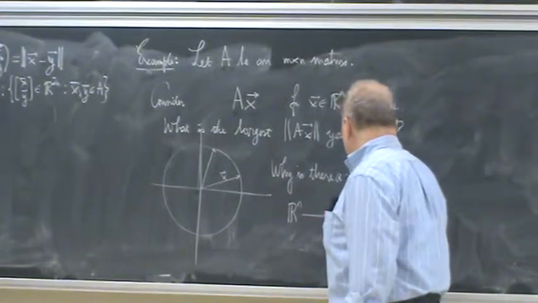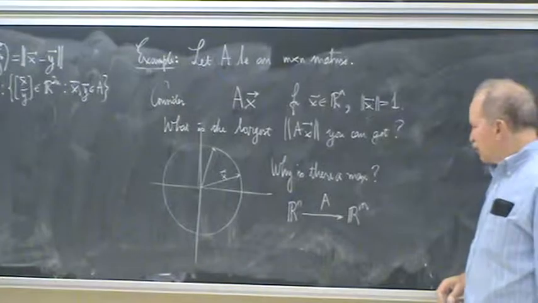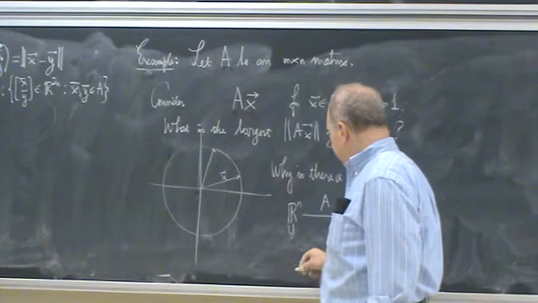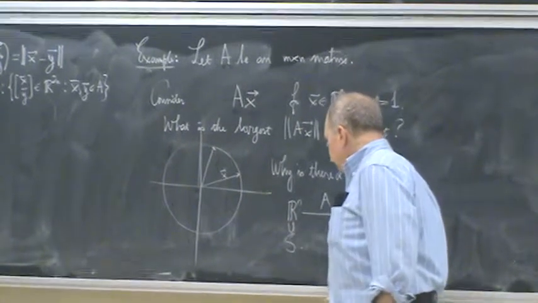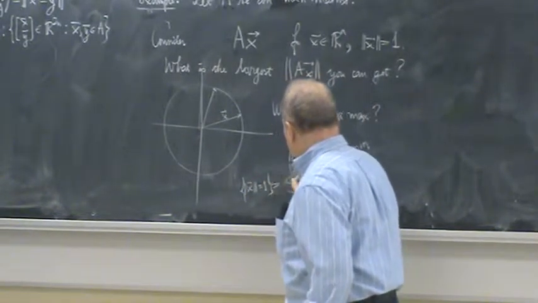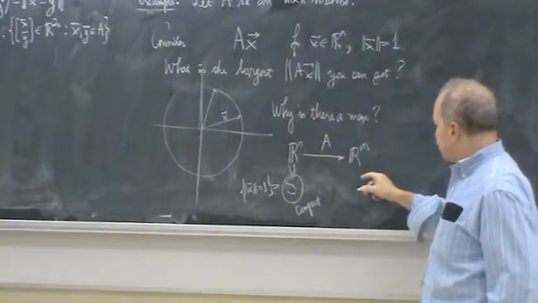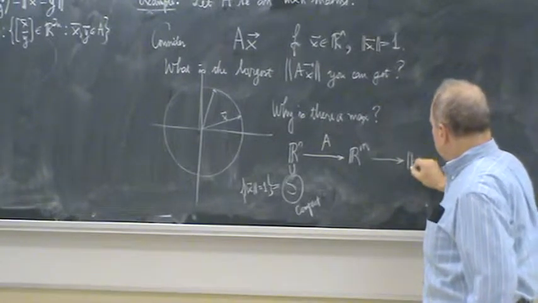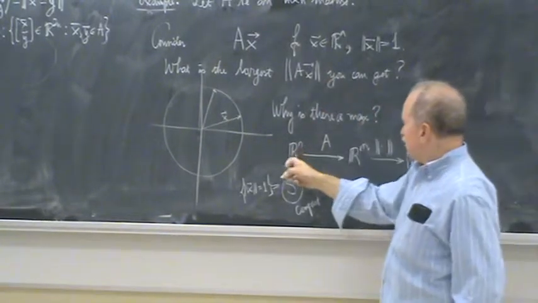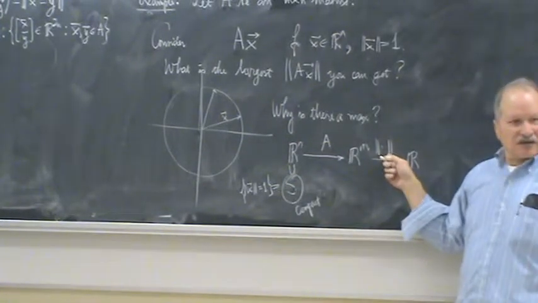So you're starting with Rn, and you're taking A and thinking of it as a function to Rm. Now we're feeding in what vectors inside here? Only the ones with magnitude 1. So we're feeding in the sphere of magnitude 1 vectors. Is that compact? Yes. And then what are we doing once we've done A times X? Taking how much it will stretch. We're taking the magnitude of the output. We start with X, take AX, and then take the length of that vector.